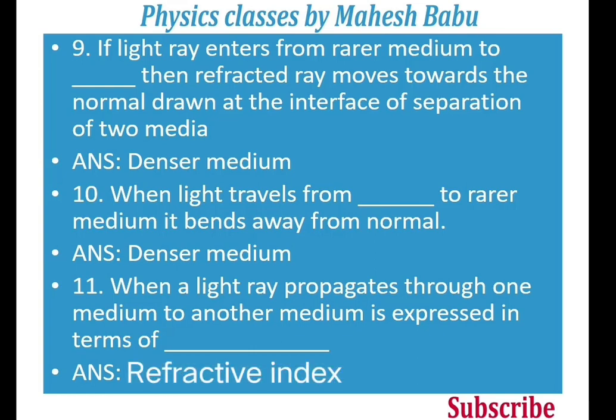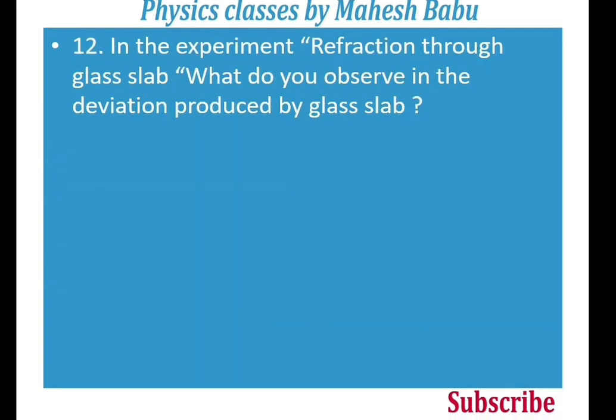Is expressed in terms of refractive index. In the experiment, refraction through glass slab, what do you observe in the deviation produced by the glass slab? When a light ray travels through the glass slab, first, when it travels from air to the glass, it bends towards the normal, and from the glass to the air it bends away from the normal. So it is balanced. It travels straight, no deviation.